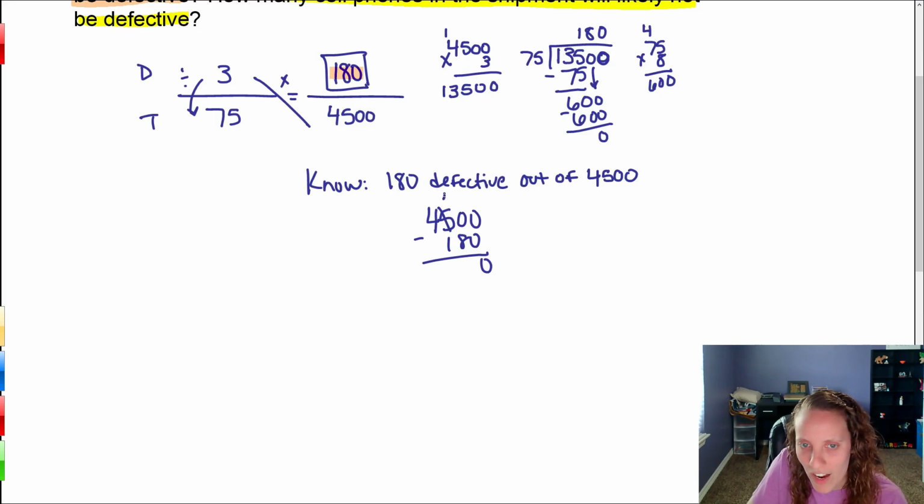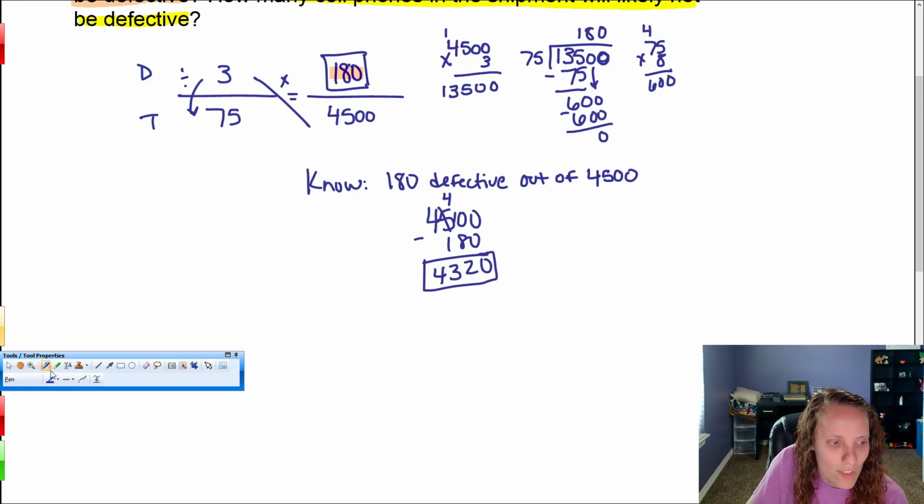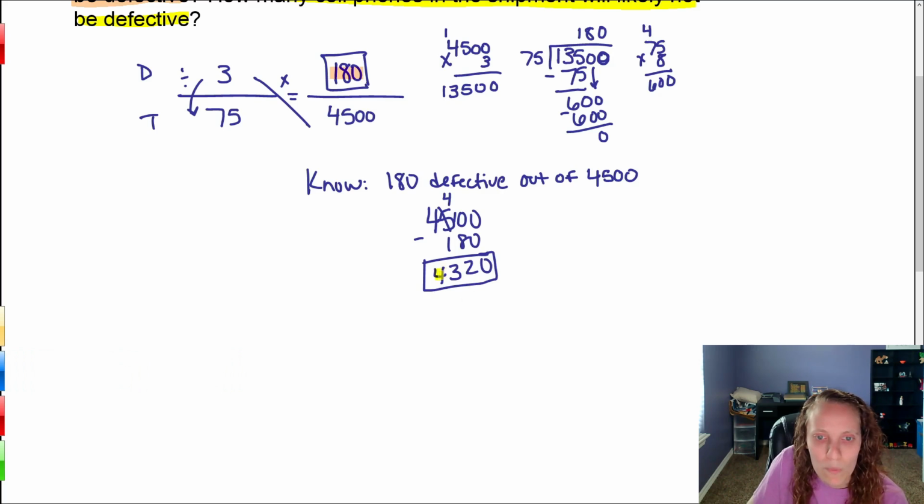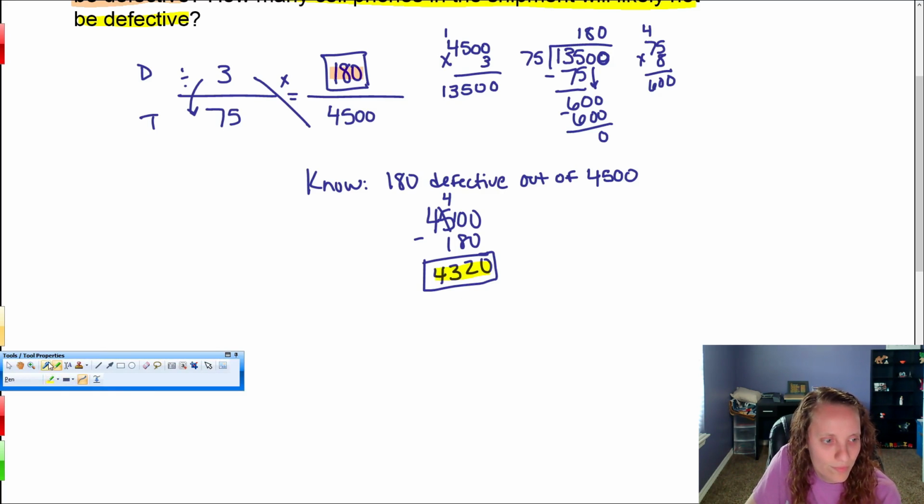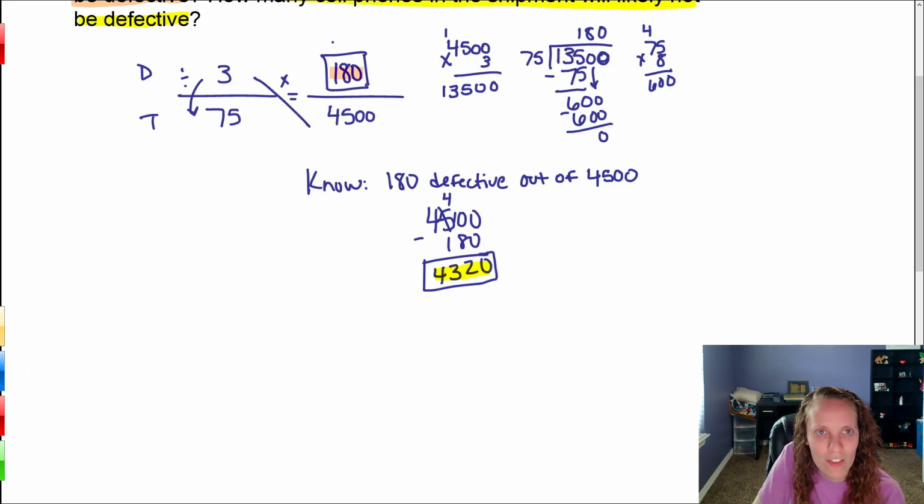Borrow from the 5 because we can't do 0 minus 8. 10 minus 8 is 2. 4 minus 1 is 3, and then bring down the 4. So this is the number of cell phones that we would expect to be working still. So 180 are the defective phones. 4,320 are the ones that are still working.